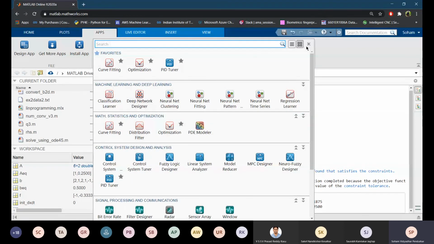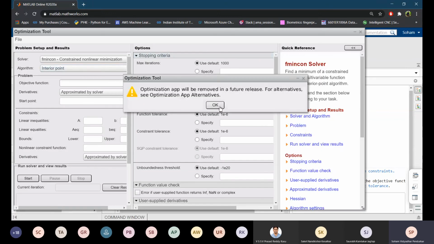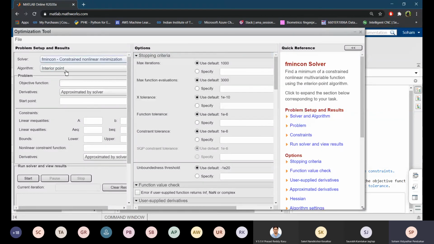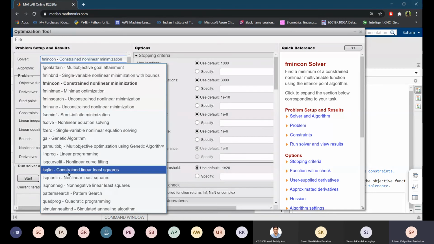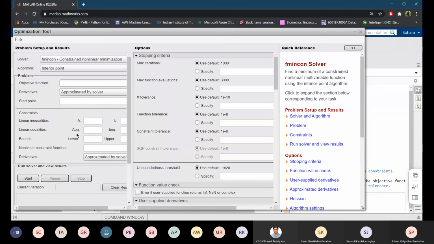I was also going to cover optimization, but since optimization will require some sort of domain knowledge, I'm not covering it. But in optimization also you can find out. I'll just give you a quick view of the window. So this is the optimization tool that you get. This is the solver. You can select between all these. See, now LSQ curve fit is an optimization algorithm or a solver. Okay, non-linear curve fitting.